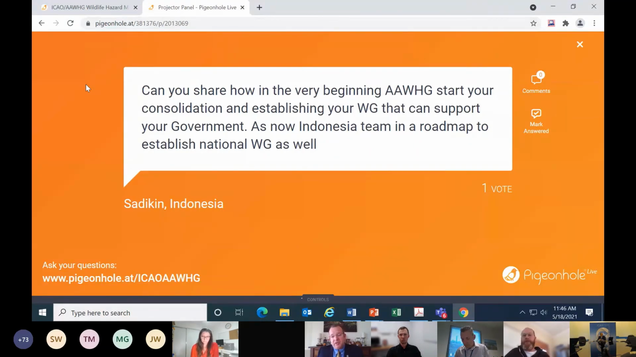But once you start doing that and people start seeing that it's a good group and it's generating good things, you'll then see more and more people come on board and want to support it. I'm not sure if anybody else from the AAWHG would like to offer anything in support there, but again, Sadikin, I'd say just start by doing something, my friend.